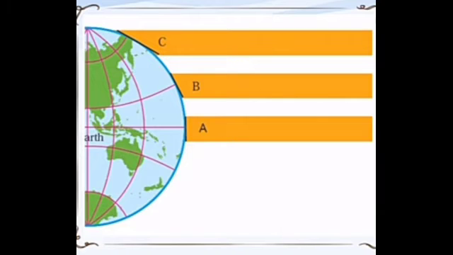Next activity is figure 5.2 given on the page number 24th of the textbook. First question: tell the regions where the temperature will be high. Answer is, the temperature will be high in the regions receiving perpendicular sun rays.